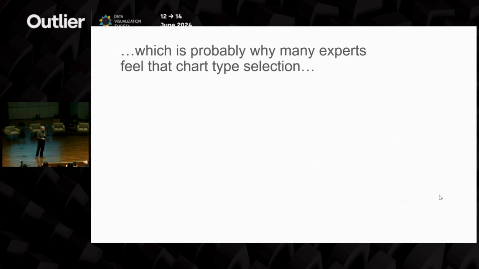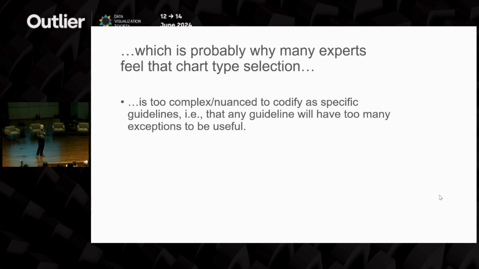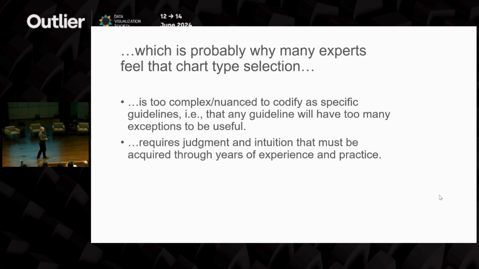And this is probably also why many experts, people with a lot of chart creation experience, tend to think that this is just too complex, too nuanced to codify. Any guideline that we might come up with is going to have so many exceptions that it's just not going to be useful. And that chart type selection is essentially a skill that requires judgment and intuition that you just have to develop with practice and experience over time, and it might even take years to develop this skill.